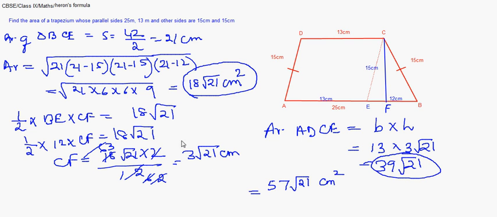In such questions, you might come across a solution wherein the area is used and then CF is found, and then they directly apply the formula of the trapezium, half multiplied by the sum of the two parallel sides multiplied by height. In that case also you will be getting 57√21. Hope you followed it.